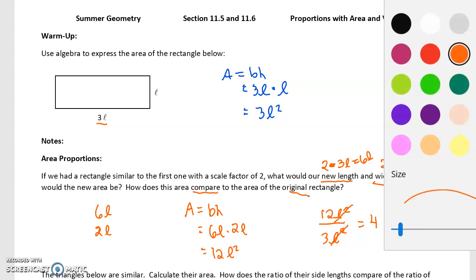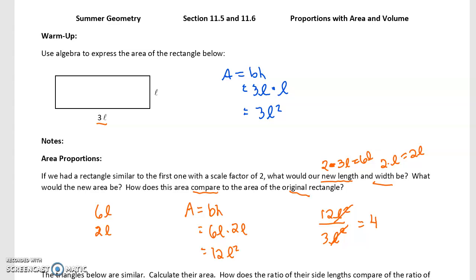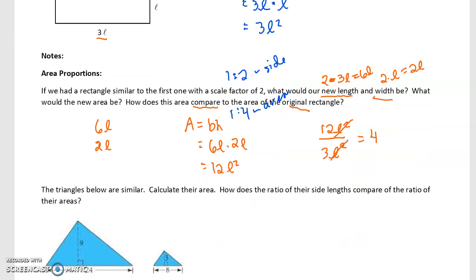Let's think about this a little bit more, and then we're going to really unpack it. Remember, this was a scale factor of 2, so this was a 1:2 ratio. And then the area ratios ended up being a 1:4 ratio. This was the area, this was the side length. I want you to keep that in mind and see if you can find a connection.